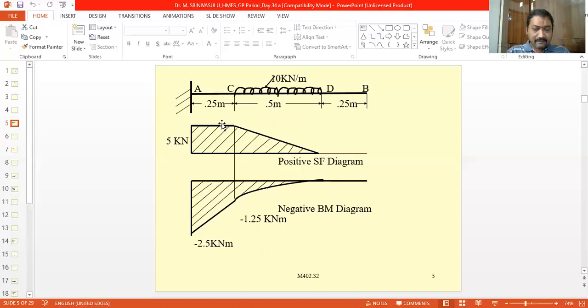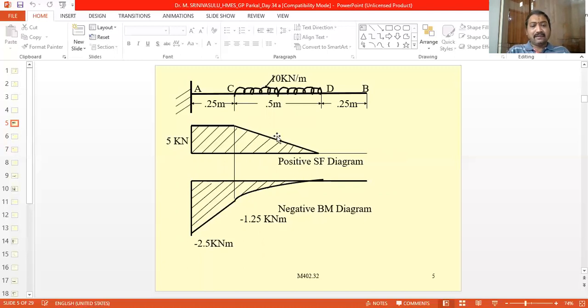Whereas up to here there is no UDL, only a point load acts, so we have to join with a straight line equation. So we have to join with a straight line from this point to this point. So this is the shape. With some proportions, we have to take a suitable scale and draw. So this is the bending moment diagram.